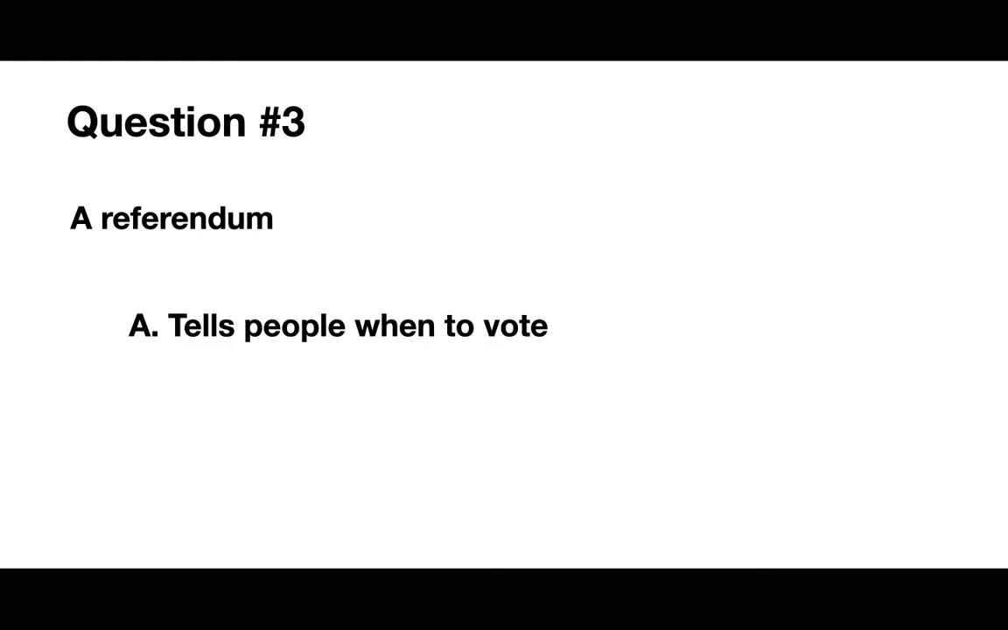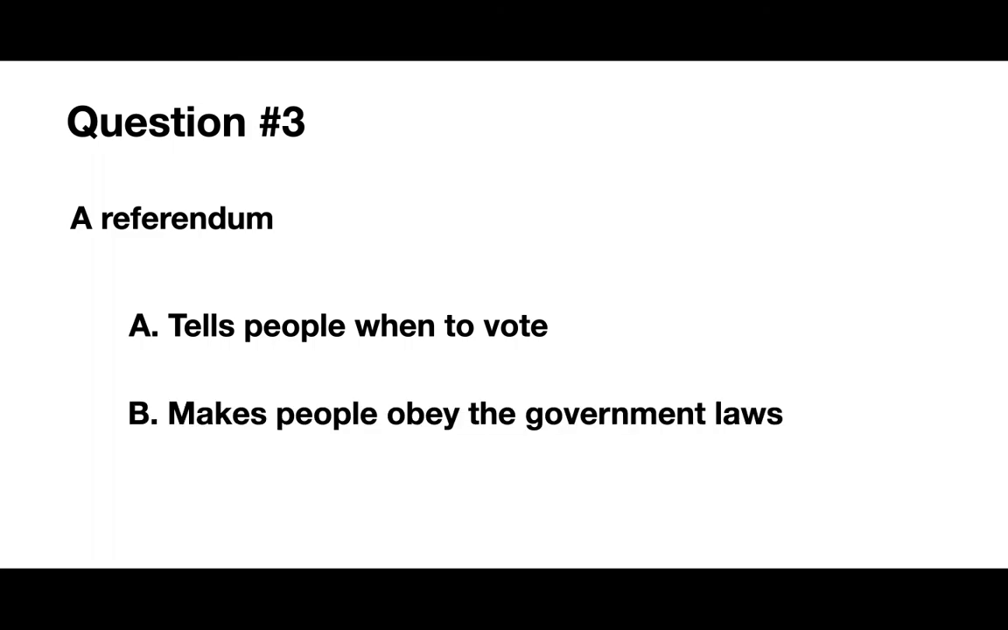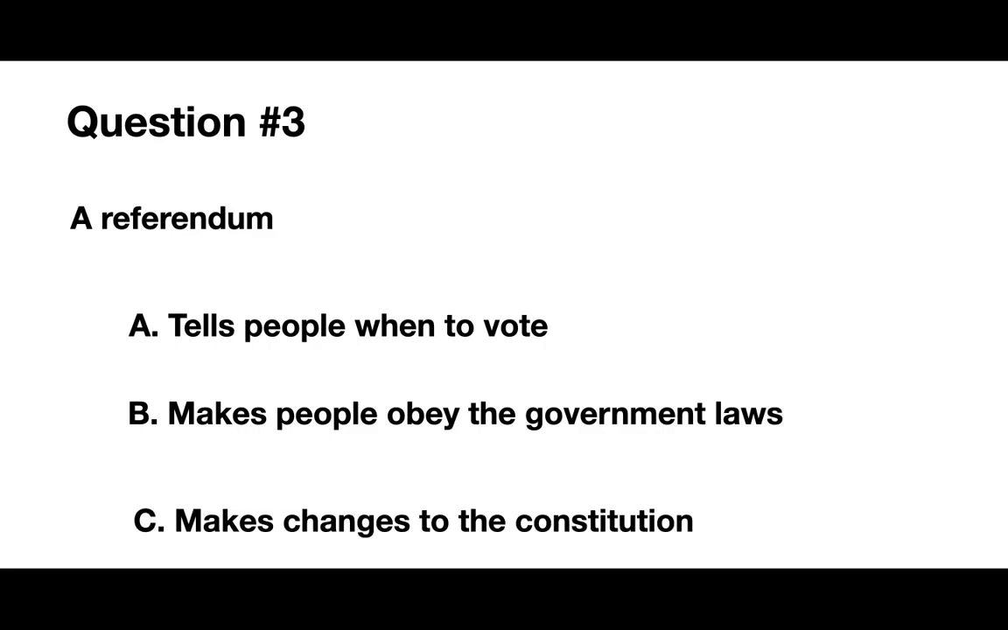Question number 3. A referendum, A. tells people when to vote, B. makes people obey the government laws, C. makes changes to the Constitution. And the answer is C. A referendum makes changes to the Constitution.